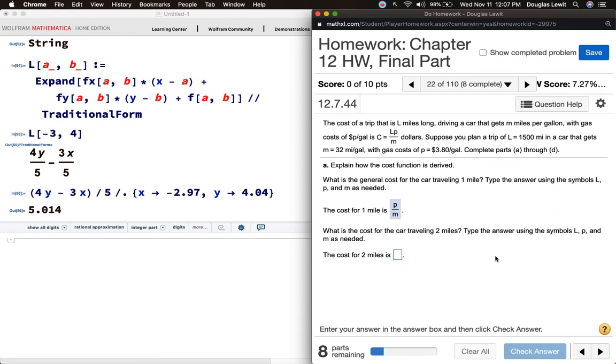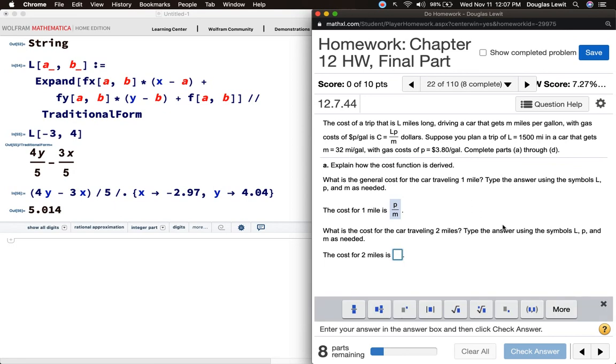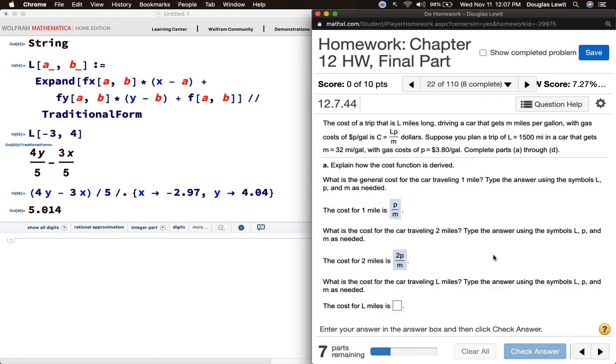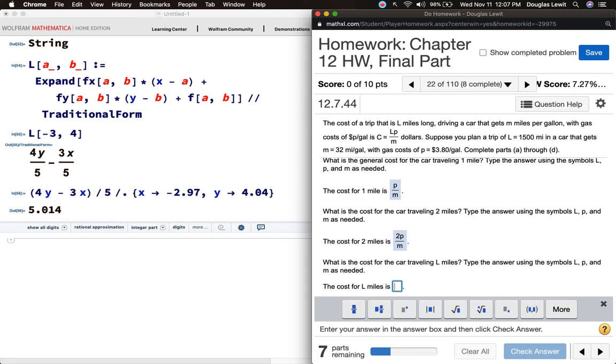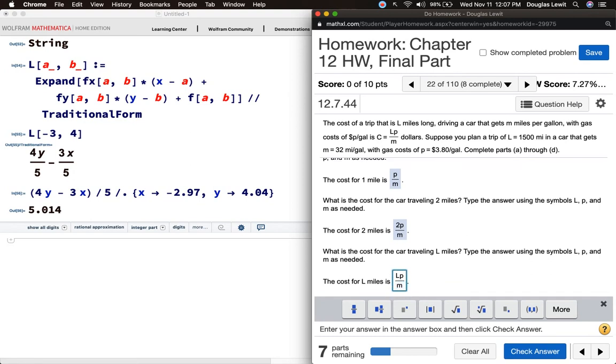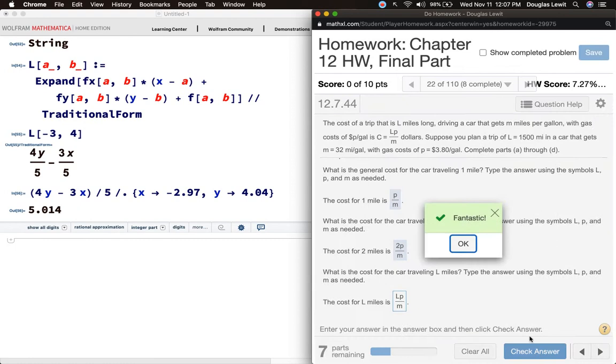What is the cost for the car traveling 2 miles? Type the answer using the symbols L, P, and M as needed. Well, that's obviously 2P divided by M, so that's pretty easy. What is the cost for the car traveling L miles? Well, that's just the formula that they actually gave you. And again, it's pretty straightforward and simple.